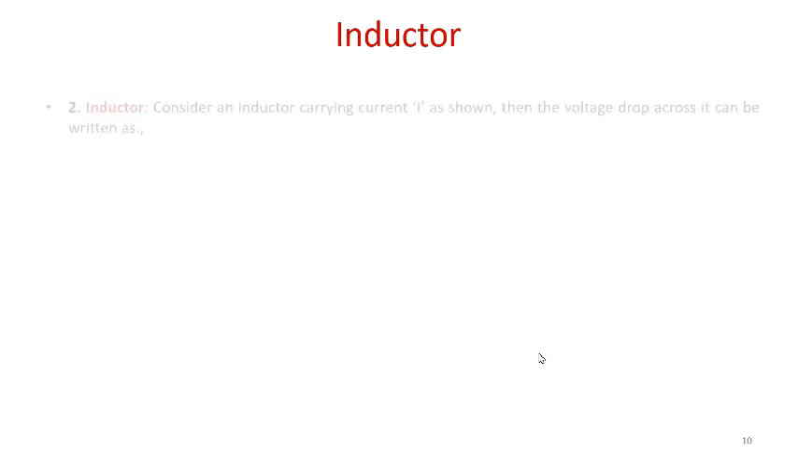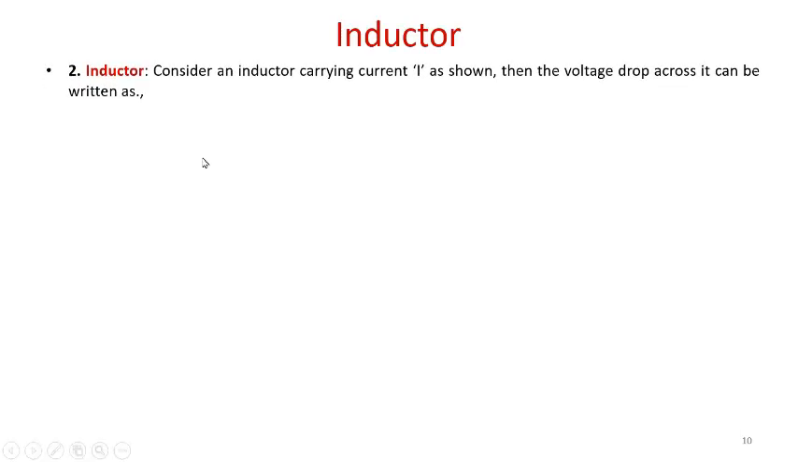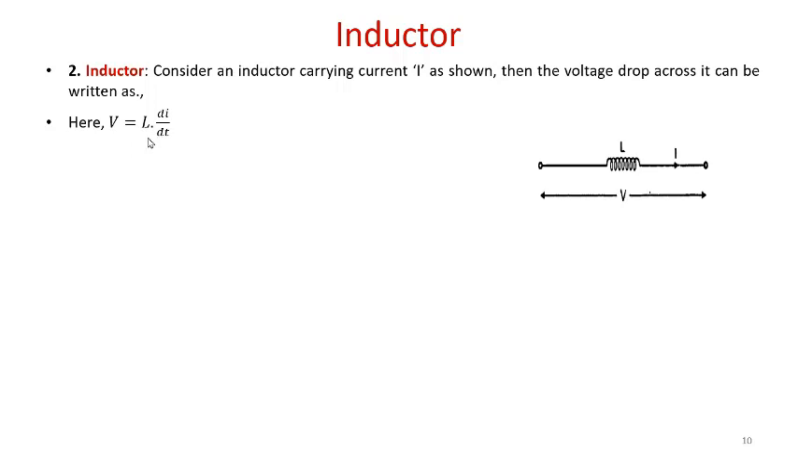Similarly, for the inductor, consider an inductor carrying current I as shown. Then the voltage drop across it can be written as V is equal to L into di by dt. Here, to remove the proportionality, we bring a constant, that is L. That constant is the inductor constant, and it depends on the material. An inductor is found in the case of a coil, where we have the magnetic property or a magnetic field.